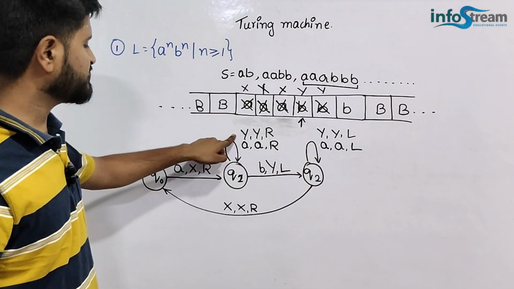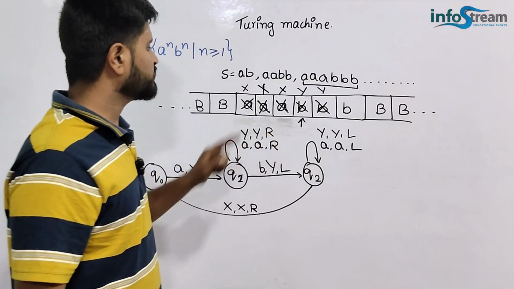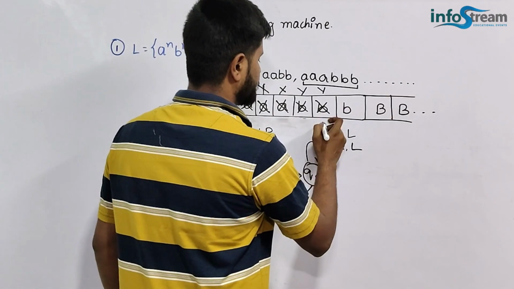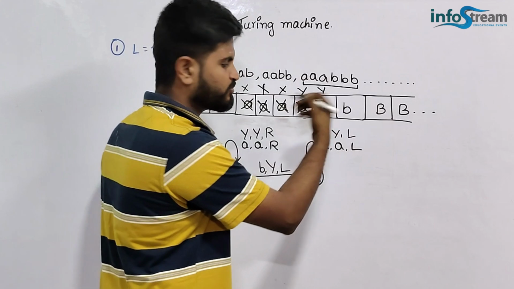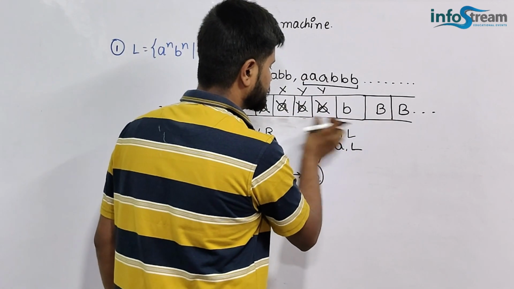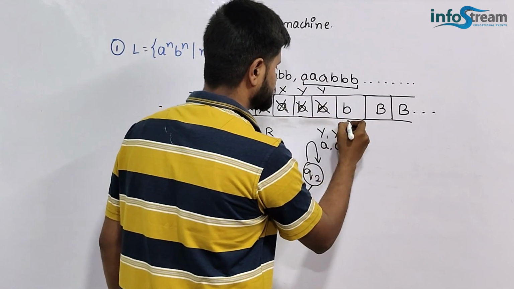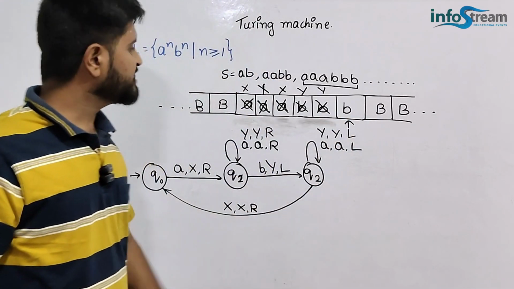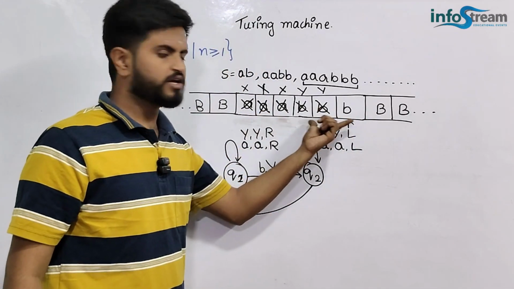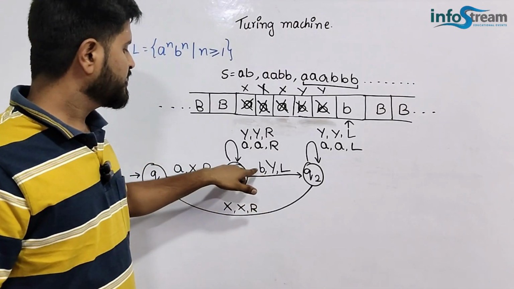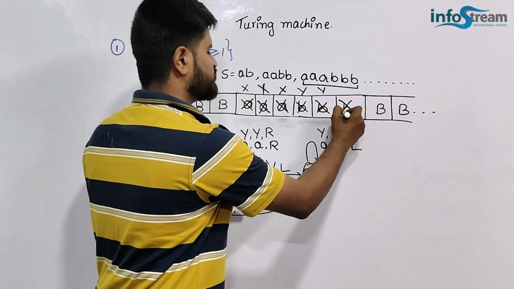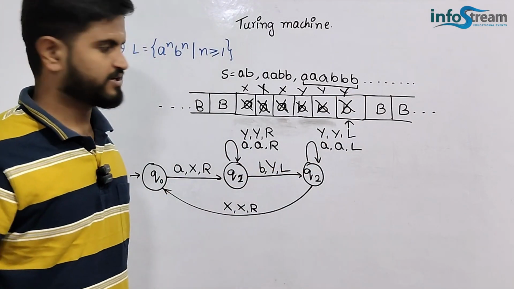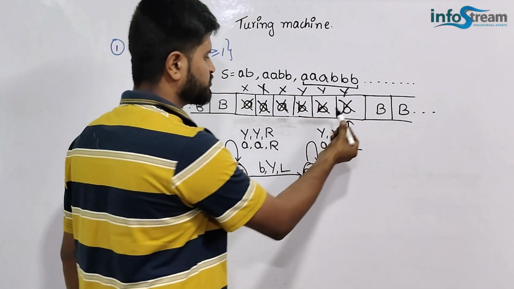What you will be doing? When y is there, keep y as it is and move towards right. Now you encountered b. 3a are over. Now you came to the third b. So what you will be doing? You replace b using y and move towards the left.